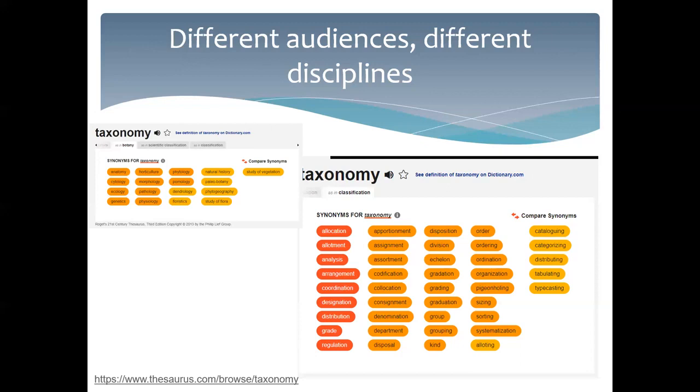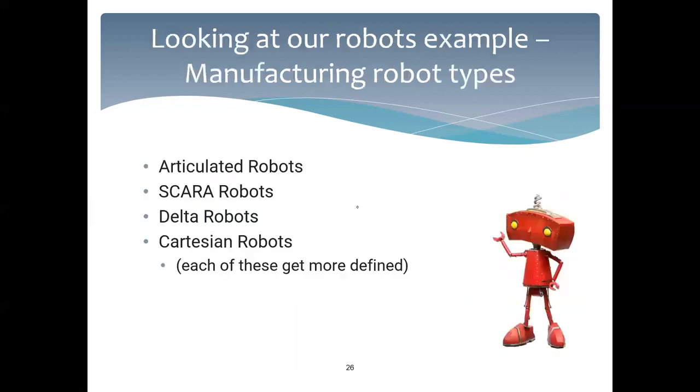And this may be where, we're going to talk about this in just a second, we'll get to synonym rings, and we're going to talk about those in just a second. So looking at our robots example, it's a similar thing as with botany and classification. If you're in manufacturing robots, you have all these different kinds of robots, and there's much more.